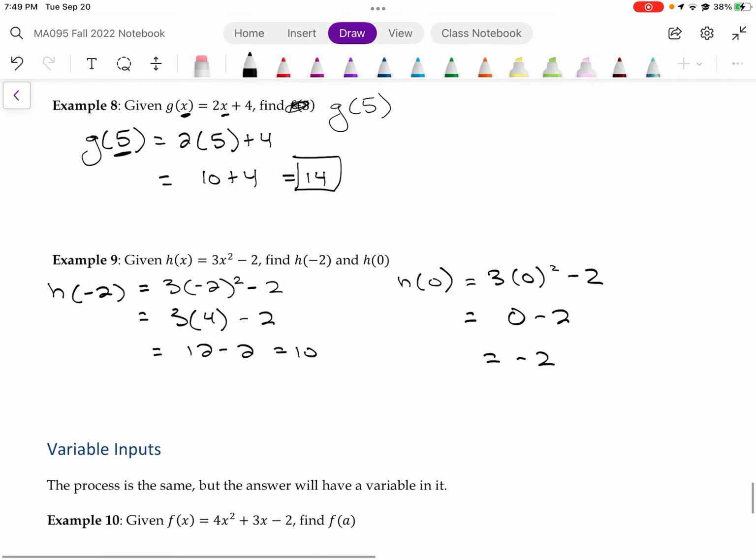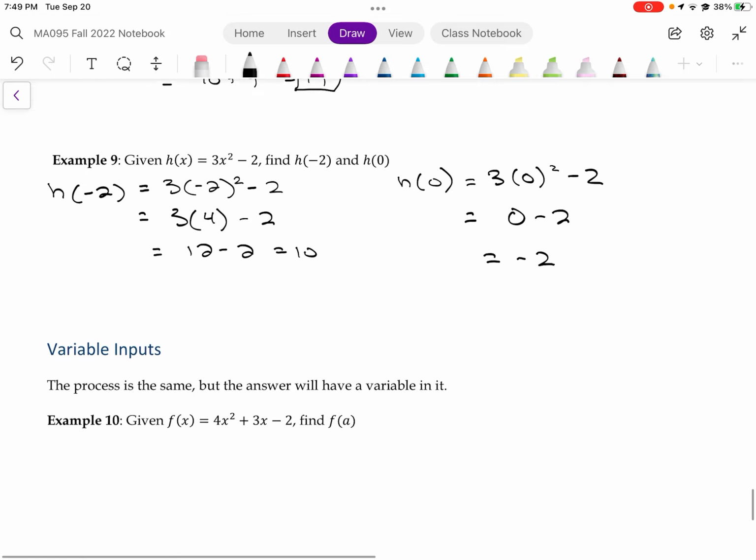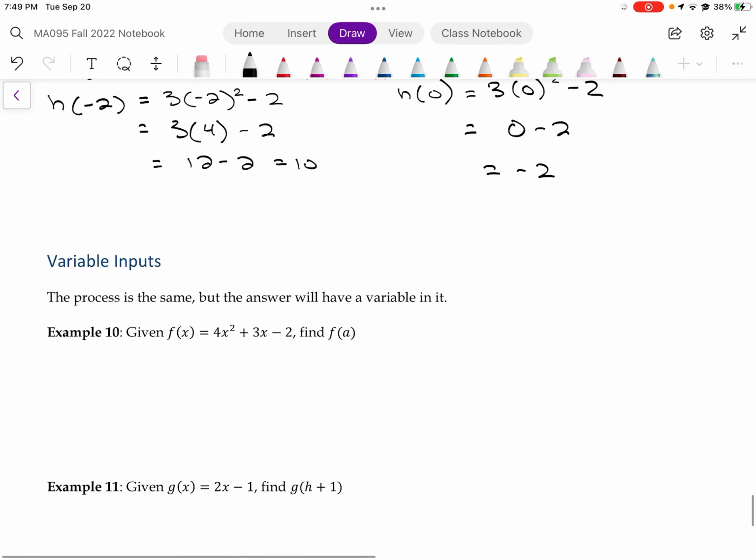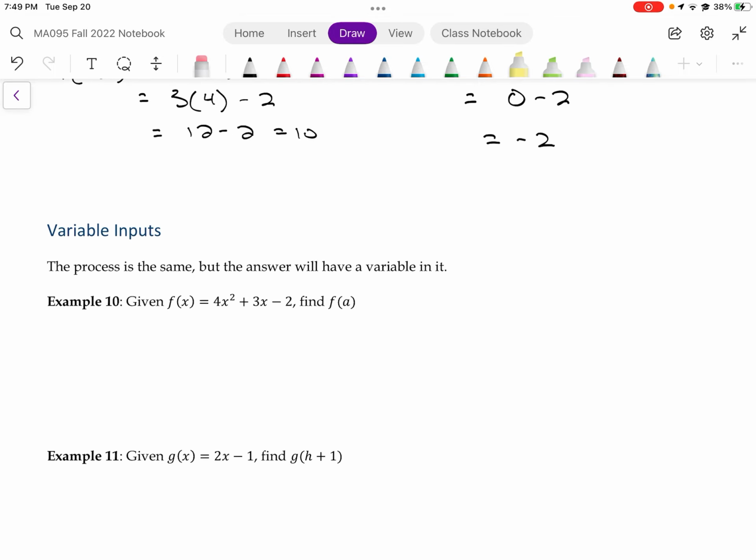All right, what if the input is a variable? The process is the same, but the answer will have a variable in it. That's important to know. If your input is a variable, your new input, the answer will just have a variable. You just have to simplify it.